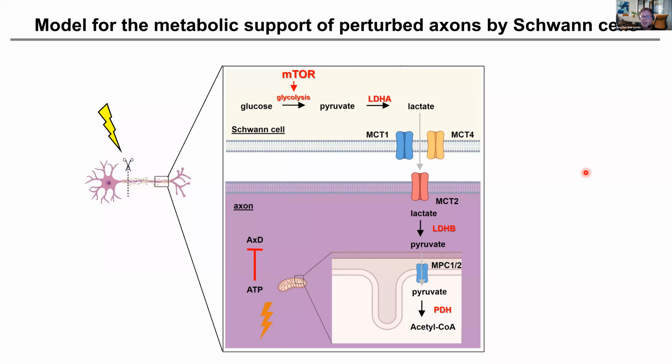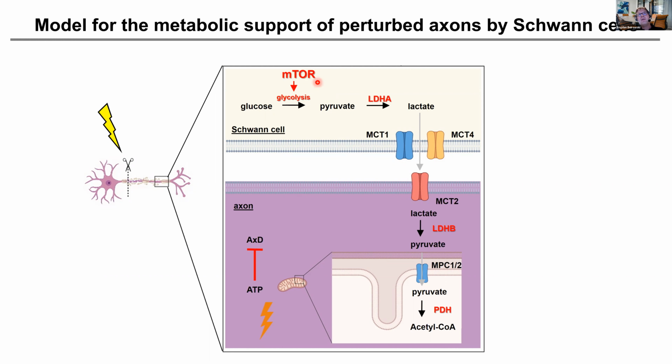So to wrap up, all these data together led us to propose the following model for this metabolic support mechanism of perturbed axons. When axons are stressed, so not only transected, but there can also be this kind of microlesions in neurodegenerative diseases, the Schwann cells are able to rapidly sense the axon injury. Another project in my lab actually tries to define how Schwann cells sense this kind of axon injury very rapidly. They are rapidly sensing the axonal perturbation, and they upregulate the glycolytic activity through the mTOR pathway.